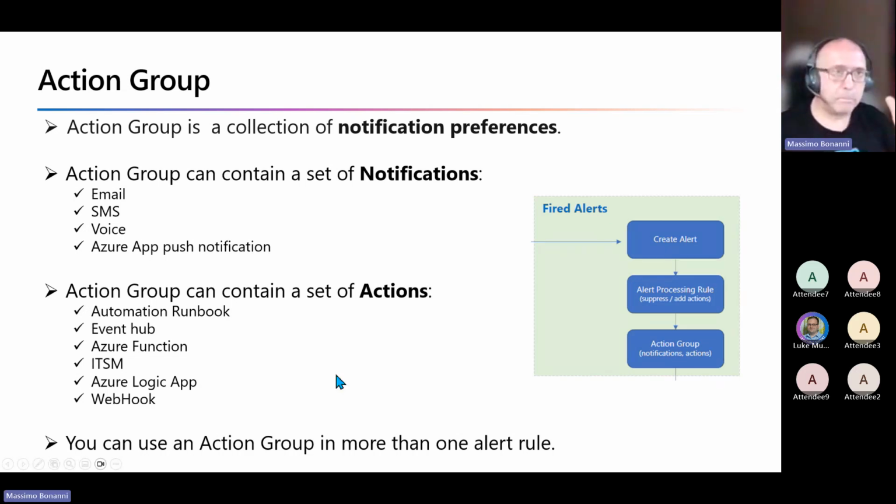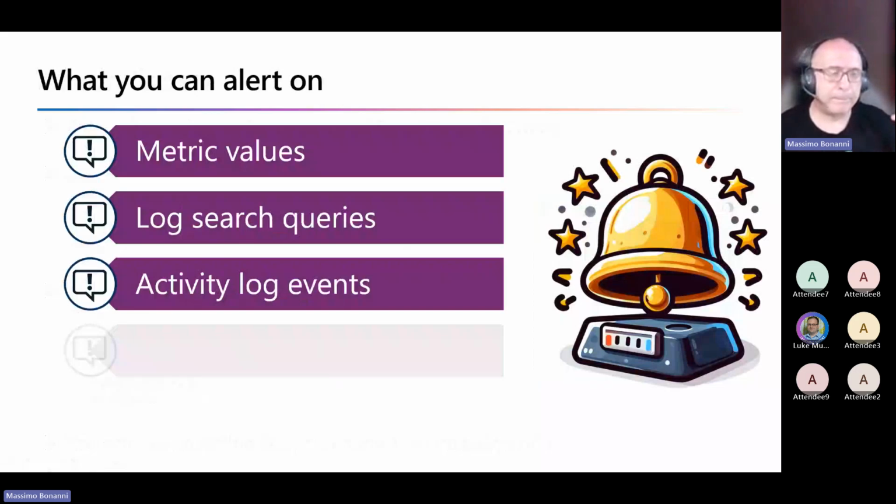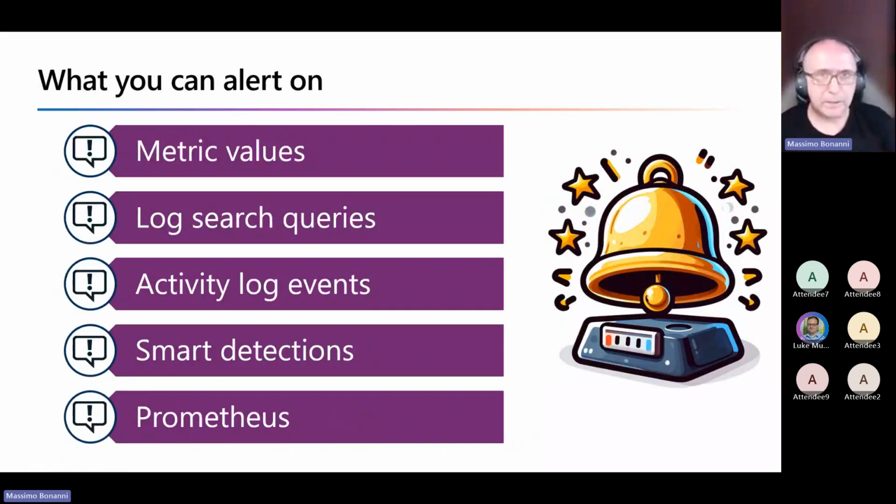What you can alert on: metric values, as I said, the number of requests of an endpoint, the number of tokens prompting to an OpenAI, the CPU of the virtual machine are metrics. So a value with a time unit. Generally, you have a time unit, 1 minute, 5 minutes. So the average of CPU in the last 1 minute. If the average of the CPU in the last 1 minute is more than 90%, do something.